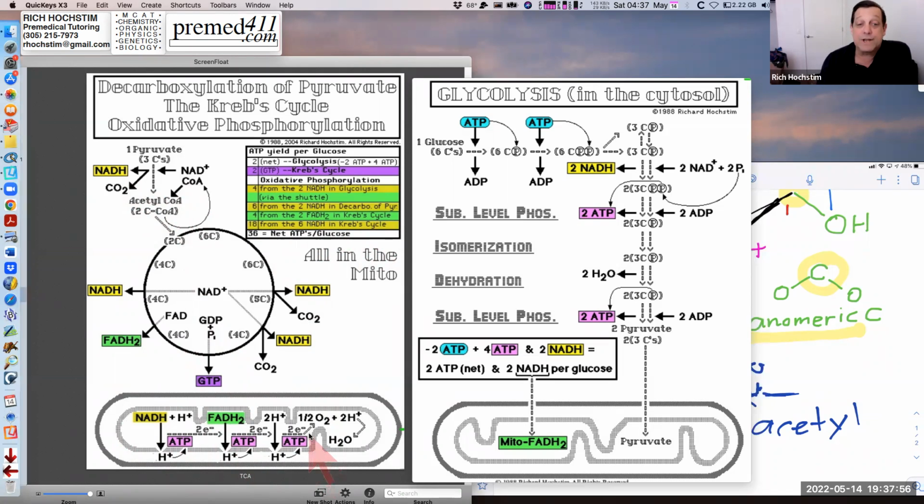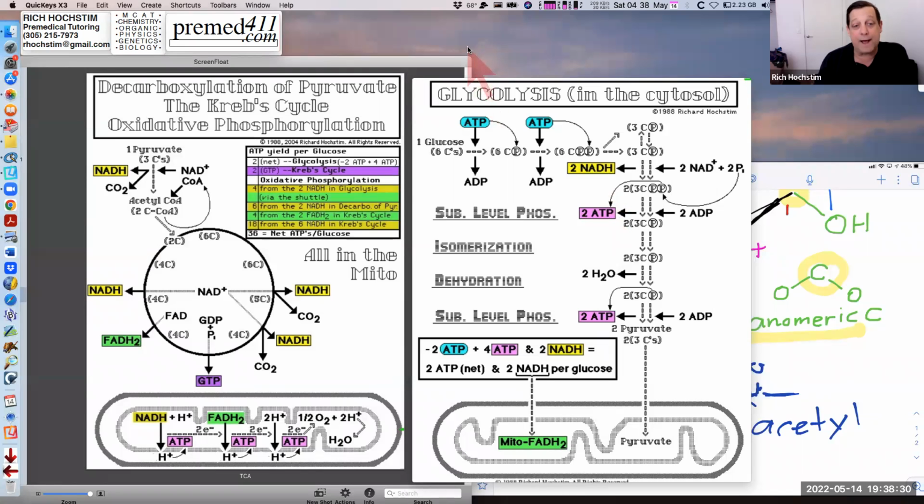And finally, the most ATP we're going to get is going to be right over here. What's going to happen is we're going to get 18 ATP from the 6 NADH in the Krebs cycle. So we have 3 NADH per 1 pyruvate, that's 6 NADH per glucose, and then that's going to be 6 times 3, or 18 total. And that gives us 36 net ATPs per glucose for this process.